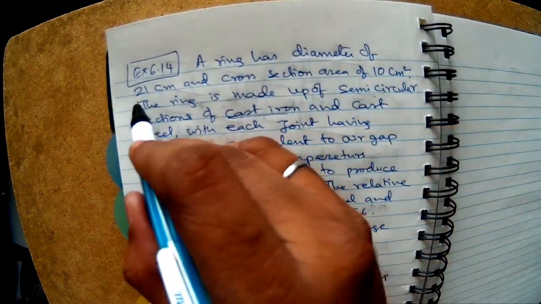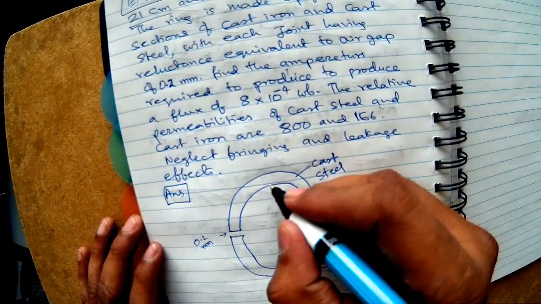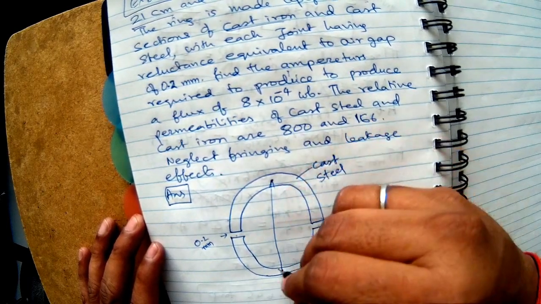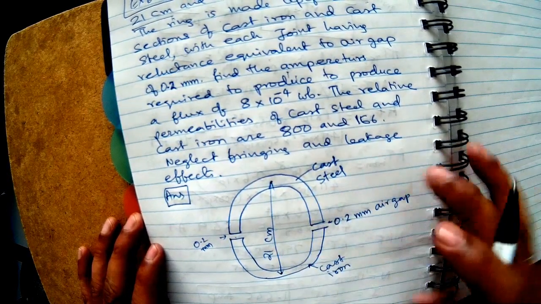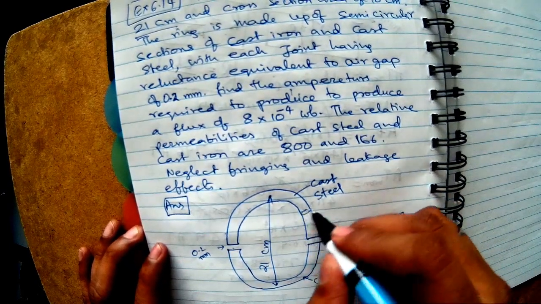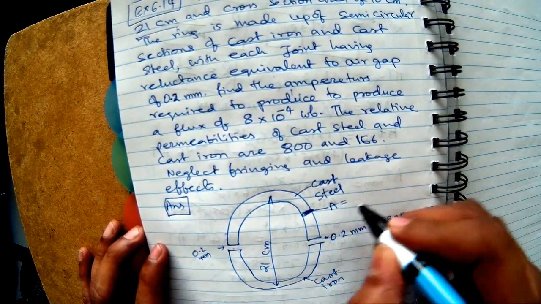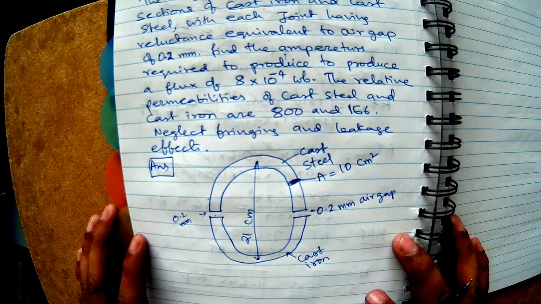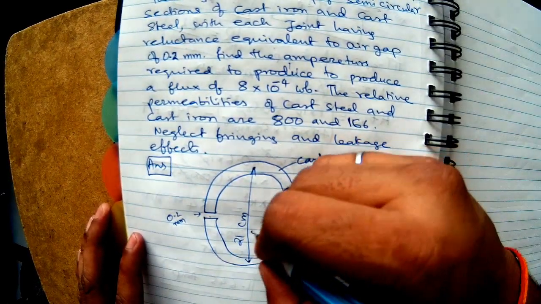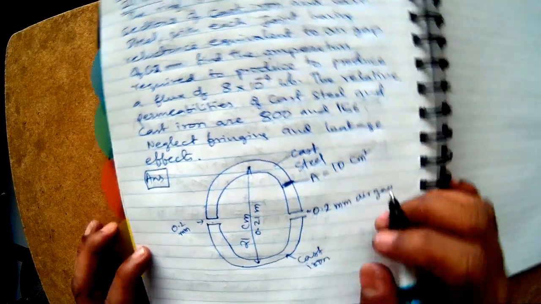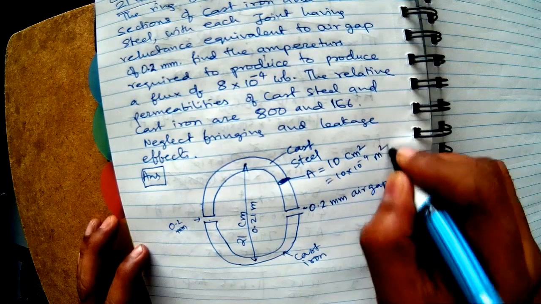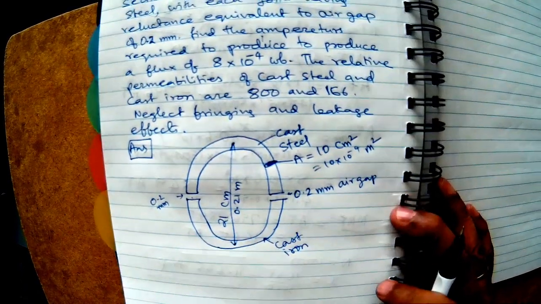Okay. And the dimensions are also given. The diameter is 21 centimeters. So I mark this point and this point, and then this diameter is 21 centimeters. And the cross section area is equal to 10 centimeters square. Okay. So this is the data that is given. So 21 centimeters is nothing but 0.21 meters, and this is nothing but 10 power minus 4 meters square. I am just converting the units into meters.